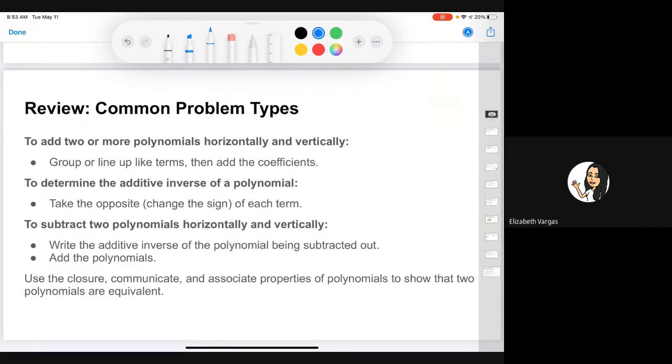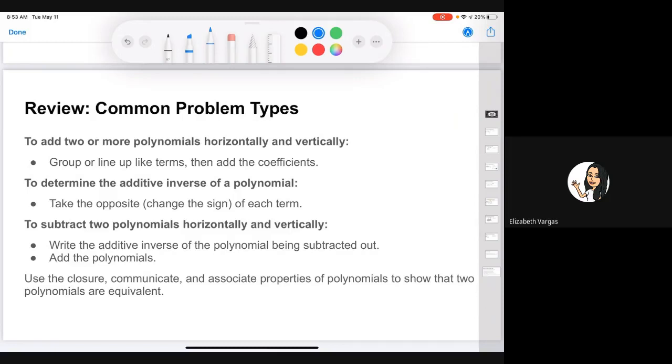Okay, these are the different types of problems you might encounter. You may be asked to add two or more polynomials horizontally or vertically. You may be asked to determine the additive inverse of the polynomial, which is basically taking the opposite or changing the sign of each term. Or you may be asked to subtract two polynomials horizontally or vertically.